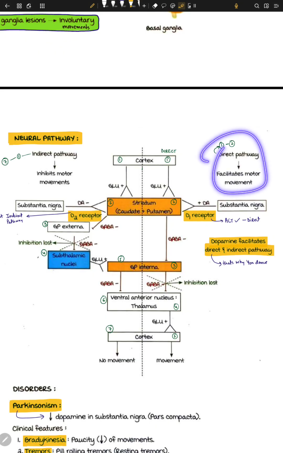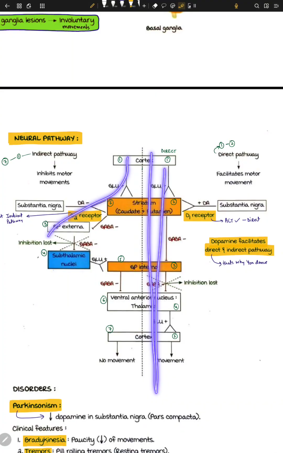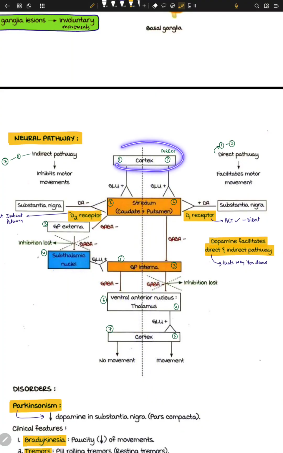So let's talk about the direct pathway. The direct pathway starts from 1 to 2, that is the cortex to the striatum, okay? Striatum, putamen, okay? And this is how the direct pathway is, just direct. And indirect is like this. I will tell you how. So the cortex gives fibers to the striatum, that's the input of basal ganglia. Then the striatum is negatively inhibitory. It works on GABA. So the striatum produces GABA. GABA then works on GP interna. It inhibits GP interna. Interna is the output one.